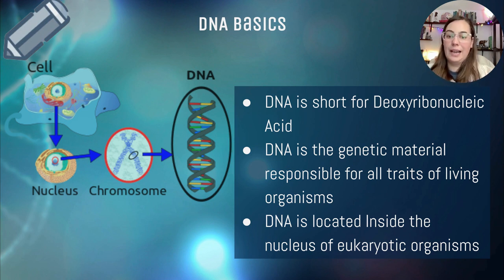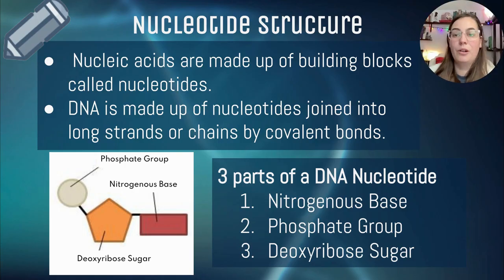DNA is a nucleic acid. Nucleic acids are made up of building blocks called nucleotides. The DNA nucleotide is joined into long strands or chains by covalent bonds. It has three parts: the nitrogenous base, the phosphate group, and deoxyribose sugar. And I actually want you to draw and label one nucleotide.